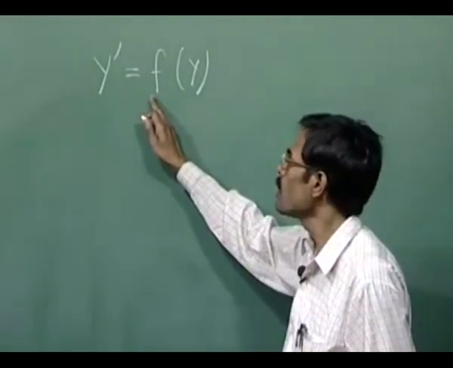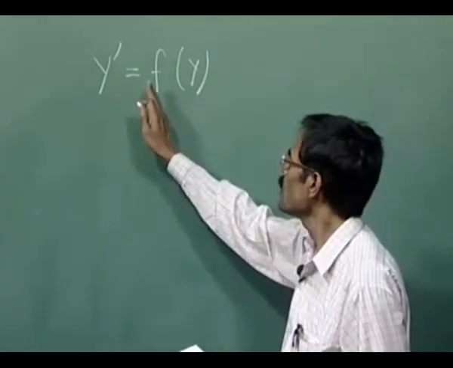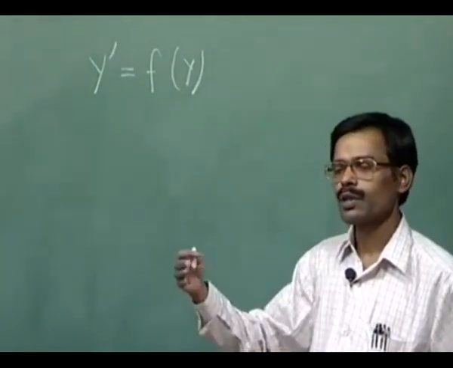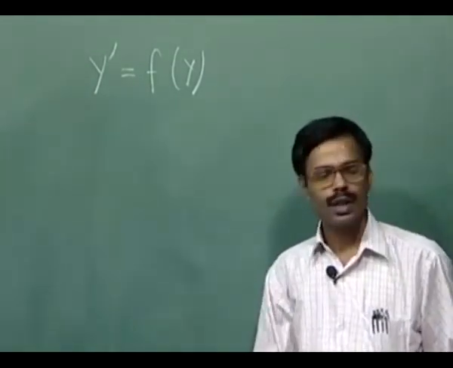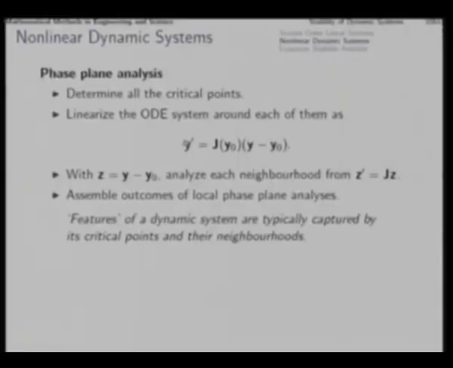Origin may be a critical point among them, but there will be other critical points as well. So, what will you do? You will first solve Fy equal to 0 and collect all the solutions of it. For each solution, call it y0, you will conduct a linearization around y0 and capture the first order behavior of the system around every critical point with a linear differential equation. Now, as you put y minus y0 as z, you will have z prime equal to this Jacobian J into z, and this will be a system which we just analyzed.